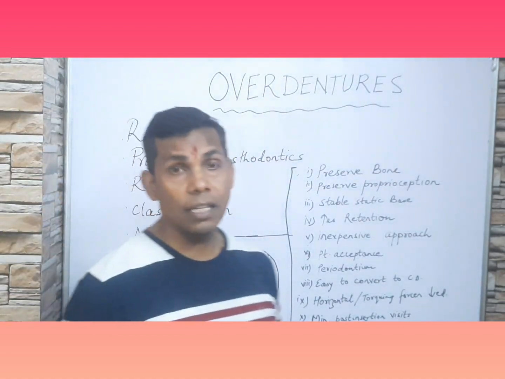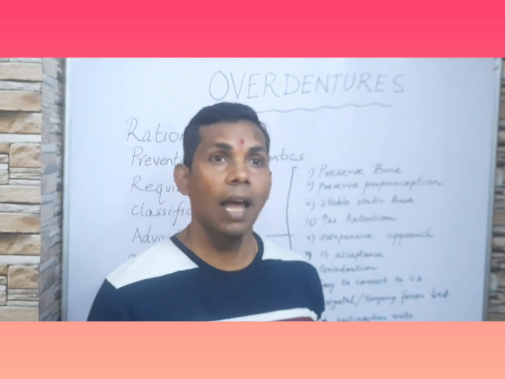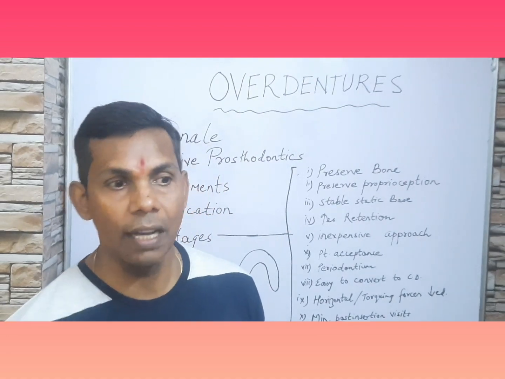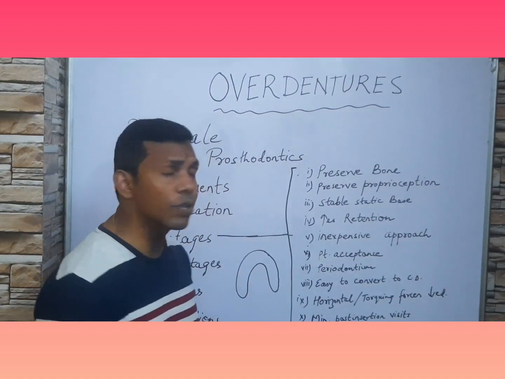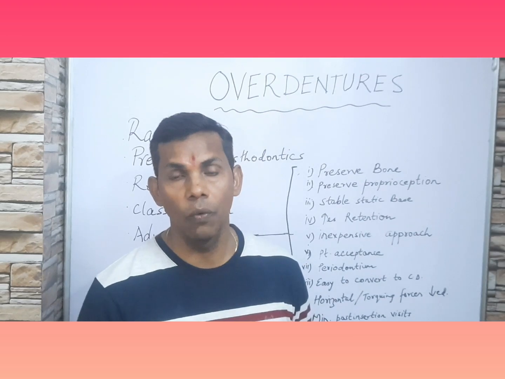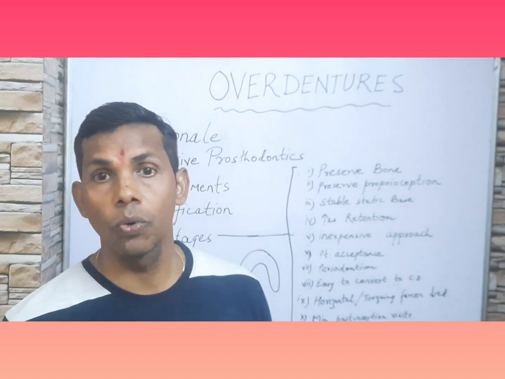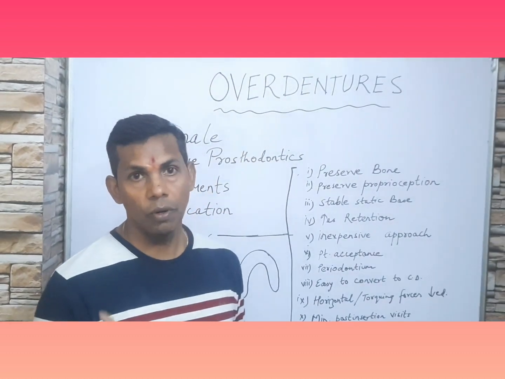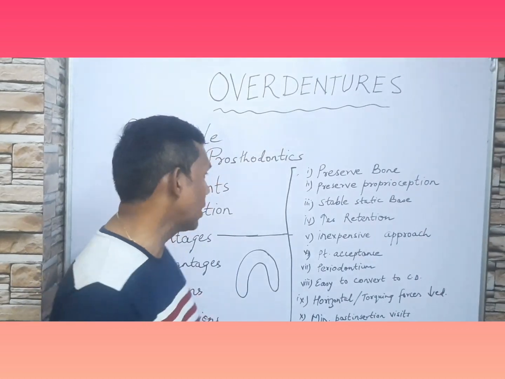Fifth, it is an inexpensive approach, especially in cases where you are having partial anodontia. That is, say for example, the patient is having congenital problems like cleft lip and palate or amelogenesis imperfecta. So in those cases, that's an inexpensive approach wherein you can just convert it into an overdenture. Sixth, you have better patient acceptance because the patient knows that there is a preservation of his natural teeth or even roots. So the patient is happy because he is able to have his own original teeth.